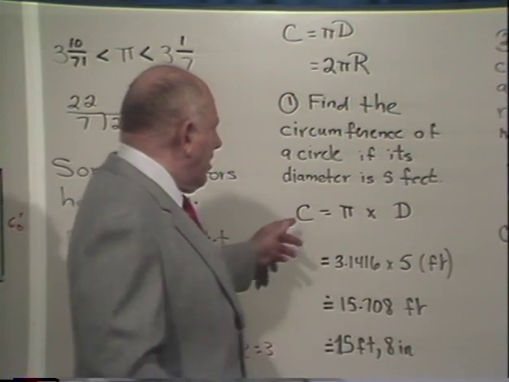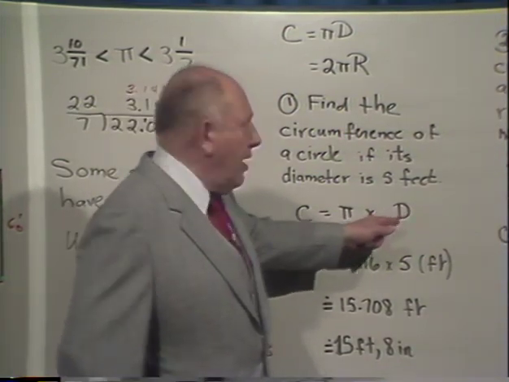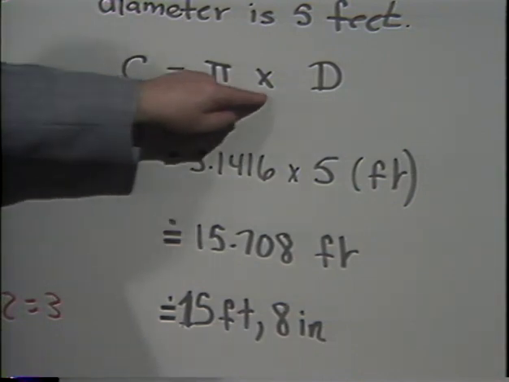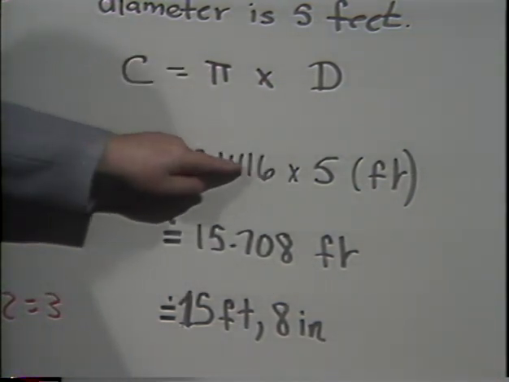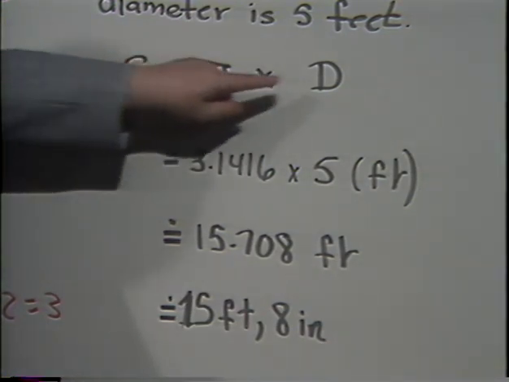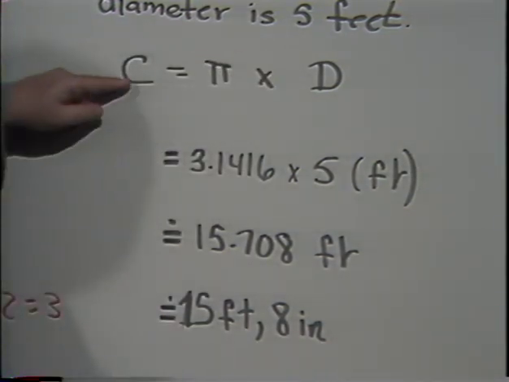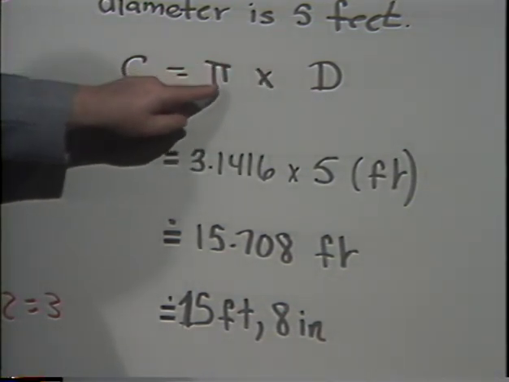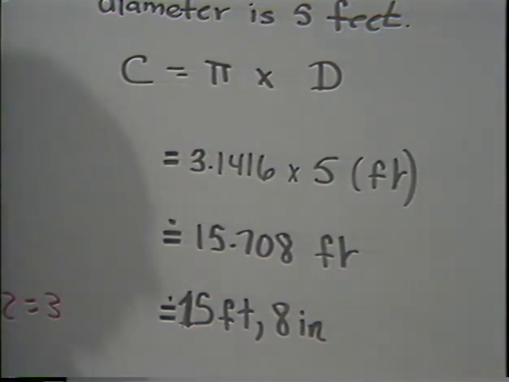So suppose I hadn't explained to you how this relationship comes about. I could say to you, given the formula that C equals pi times d, where pi is 3.1416, find the value of C when d is 5. See, all this formula says is what? Starting with the diameter, multiply it by pi, and the answer will be the circumference.